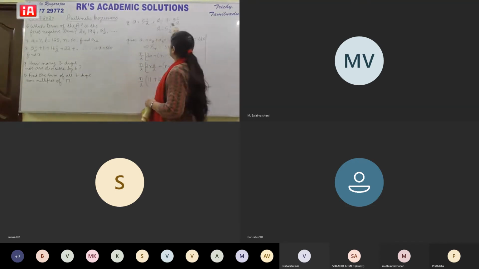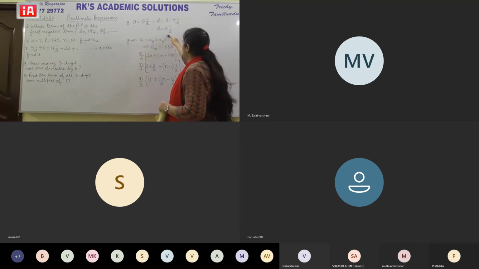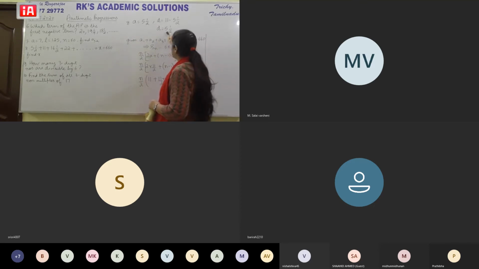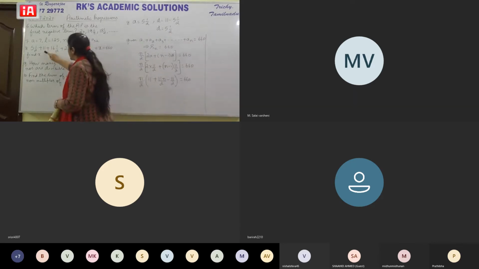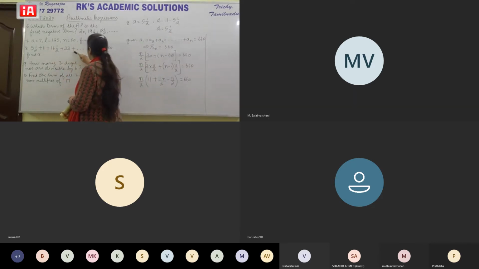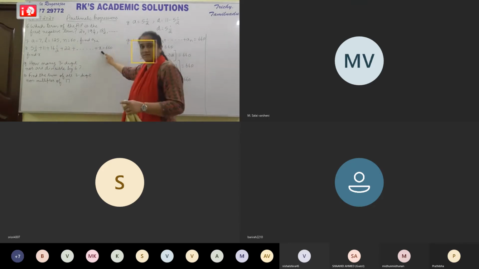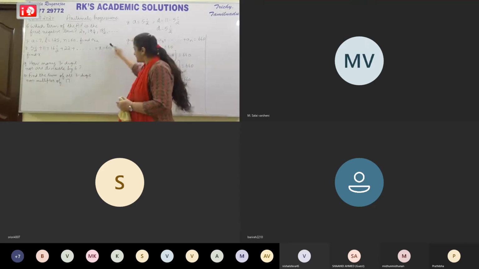See, this is the default thing which you have to write. The first term, A, is 5.5. Find the common difference, which is also 5.5, so 11 by 2, 11 by 2. So how do you understand this? a1 plus a2 plus a3 plus a4, like this till an. The sum to n terms is 660.